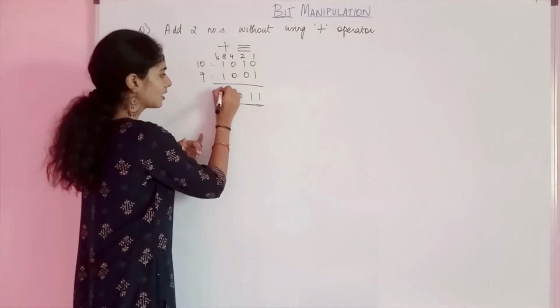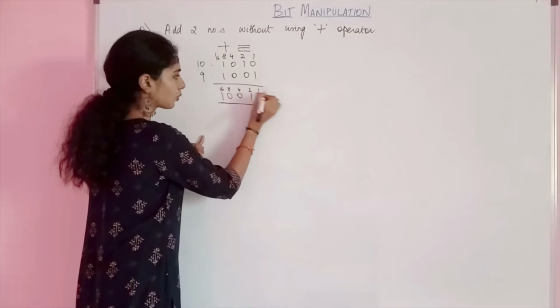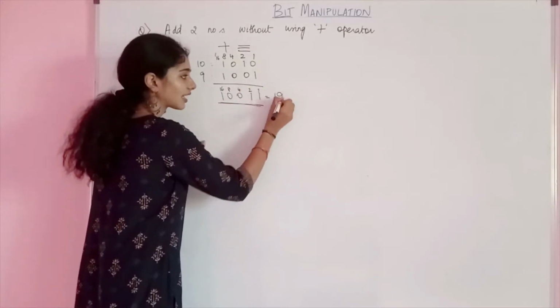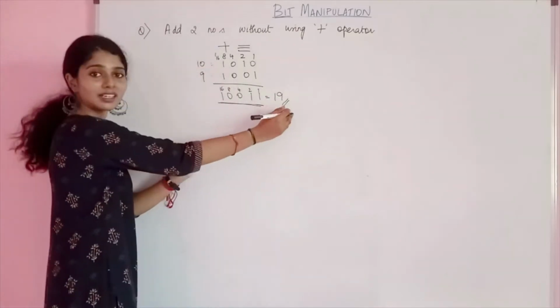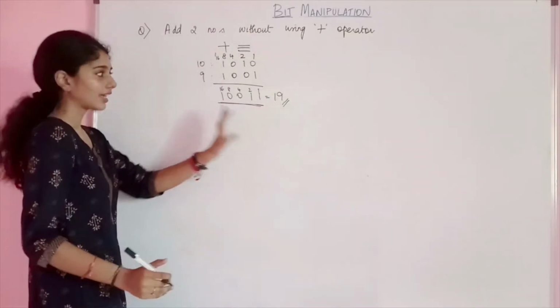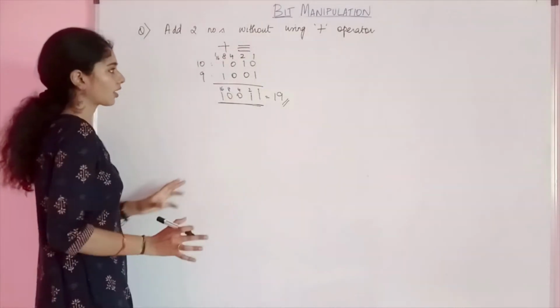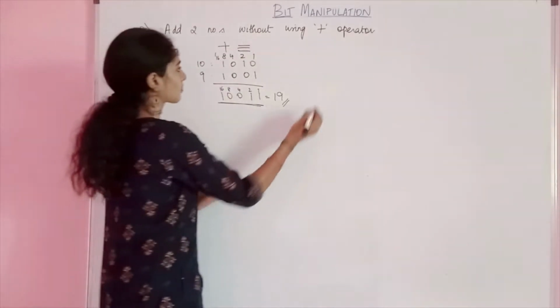So 16, 8, 4, 2, 1, which is typically what? 16 plus 2 plus 1, which is 19. 10 plus 9, 19. Okay? Getting it? So this is what happens internally with the bits. Okay, alright. So let's take another example, okay?